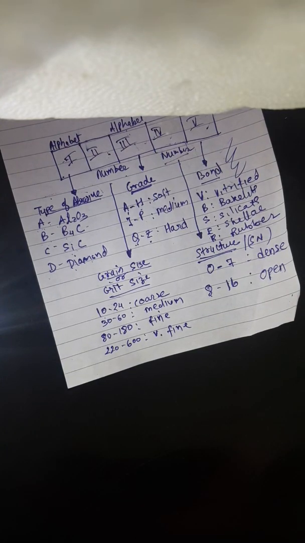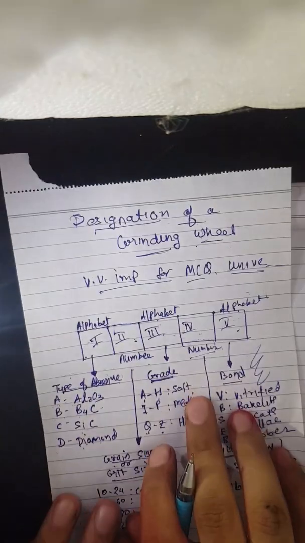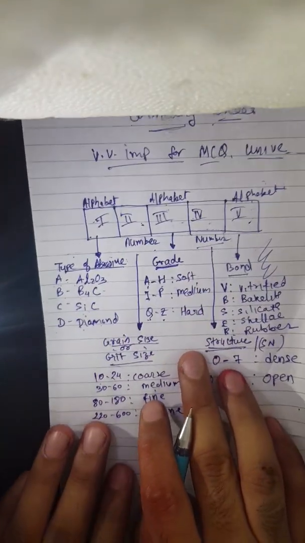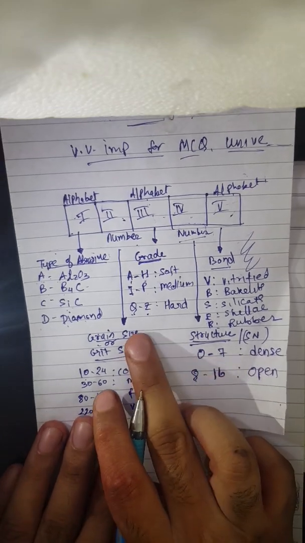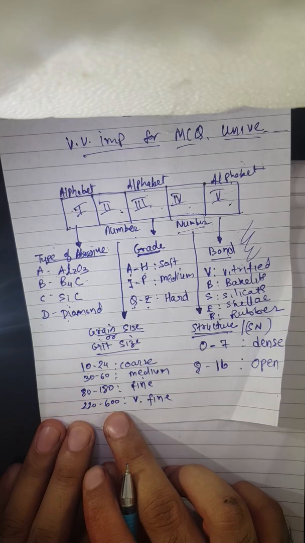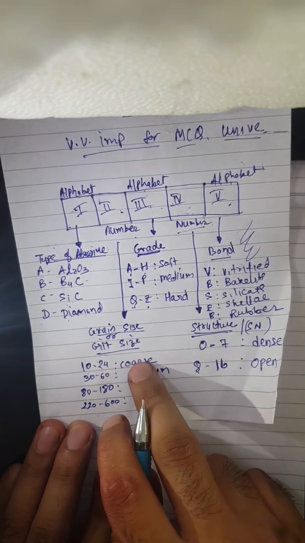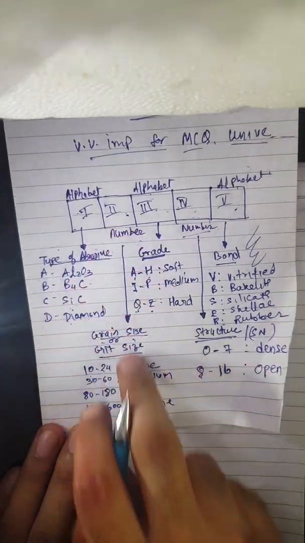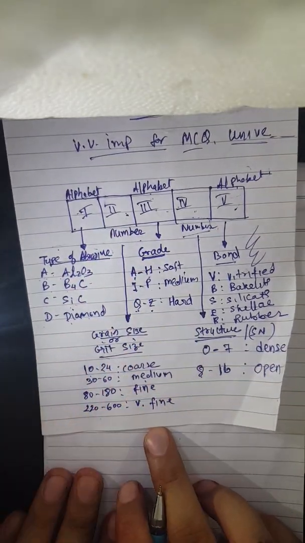What does the second block suggest, or what is the second block giving us? The second block gives us the number. What does that number correspond to? It is corresponding to the grain size or the grit size, and you have some range here. We'll take a look at this range once we are done with the understanding of what the grain size or the grit size is.